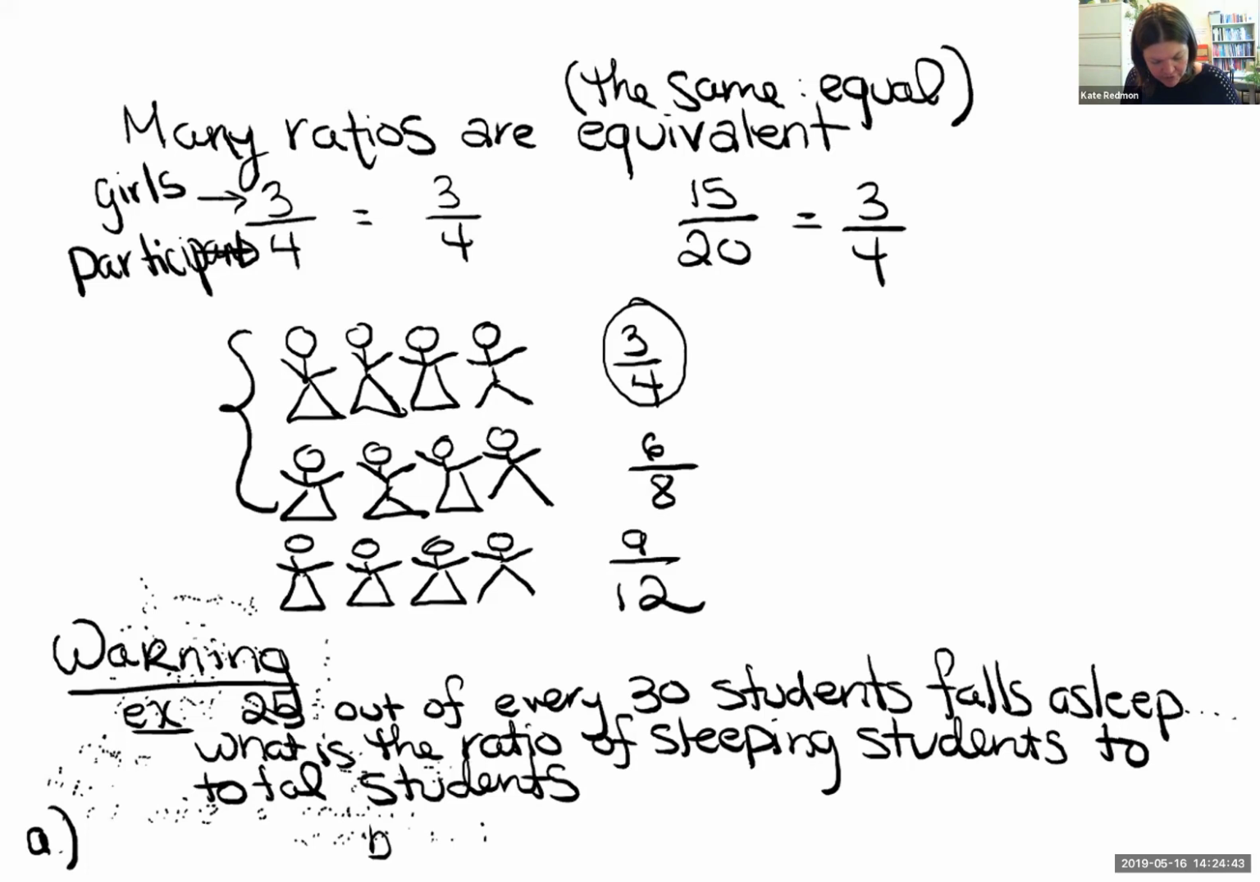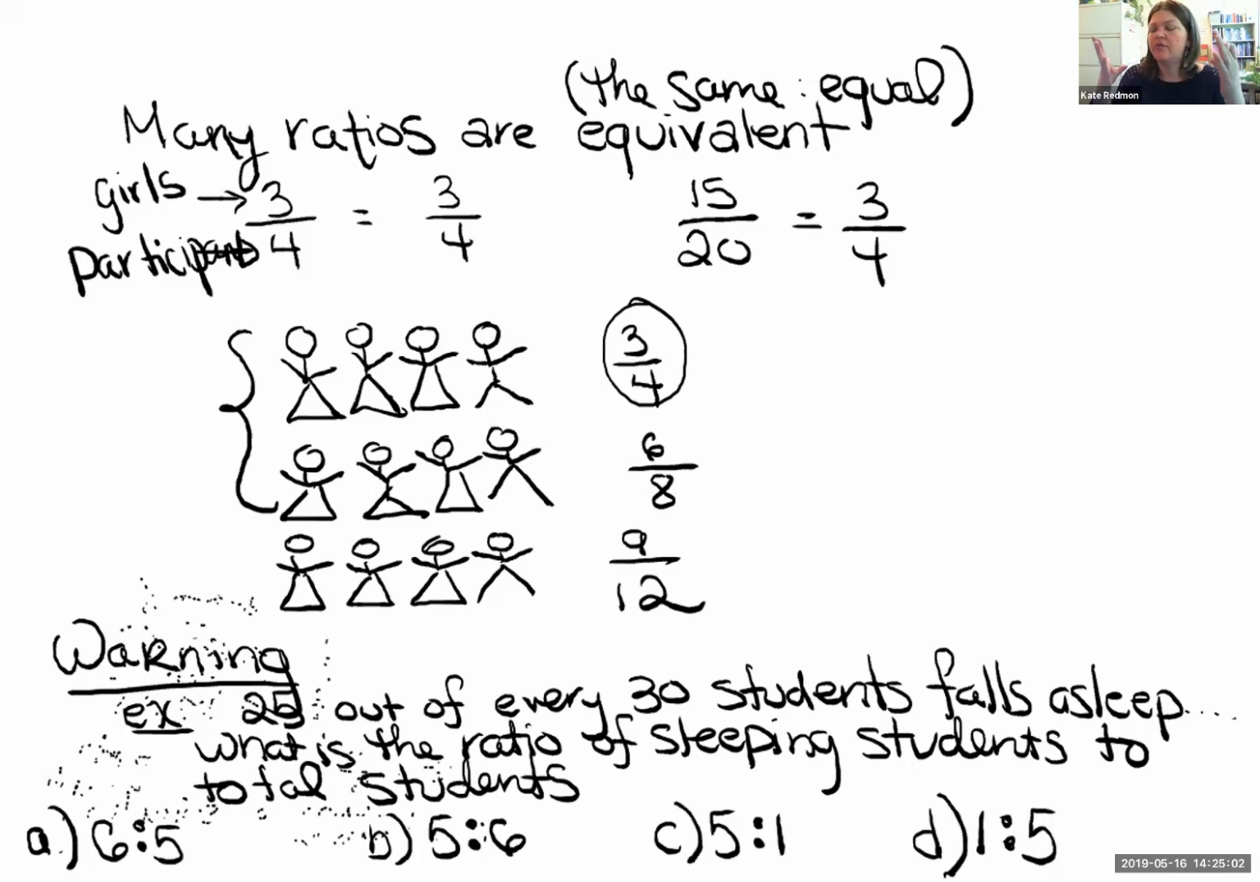So, we get a lot of multiple choice problems on the GED. Here are 4 possible ratios. They don't even involve the numbers that we have. We have the numbers 25 and 30. None of them have a 25 and 30. How could I even deal with this?